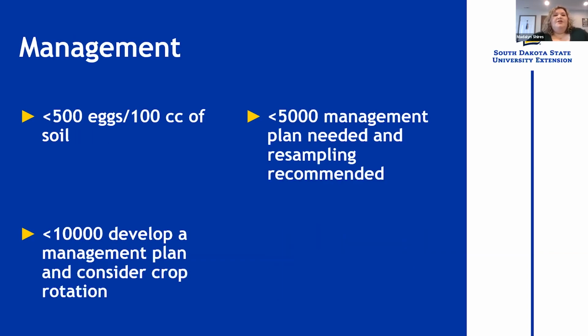The general management recommendations: if we at the diagnostic clinic find fewer than 500 eggs per that soil sample amount, we recommend that you start thinking about it, knowing that you do have SCN in your field. If we see 5,000 eggs or less, we will be recommending that you really start using a management plan and resample just to make sure that your numbers were accurate. And if we start seeing 10,000 or more, we will definitely be recommending that you have a management plan considering crop rotation. Definitely try to use resistant crops or resistant genes in your soybean crops. So that's just so you understand our general management recommendations.